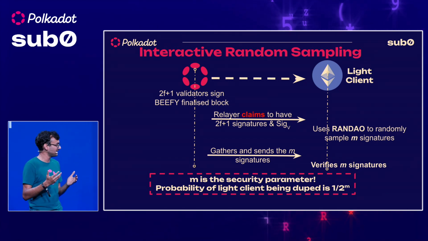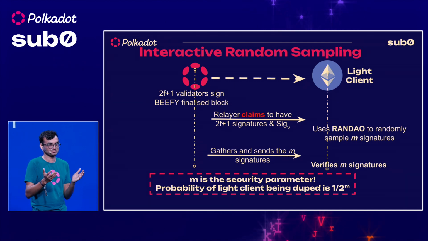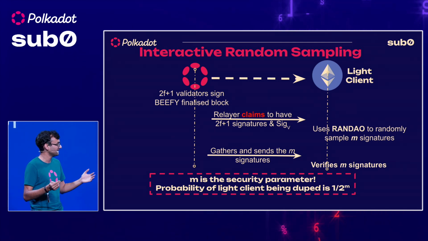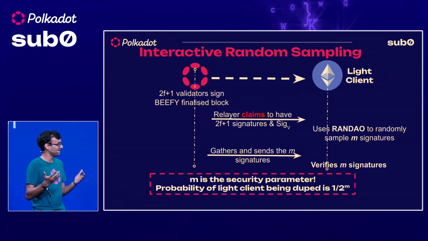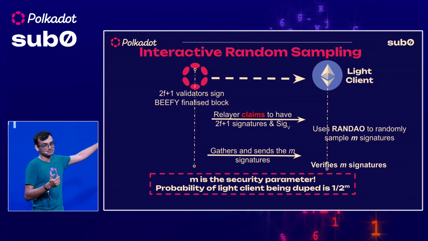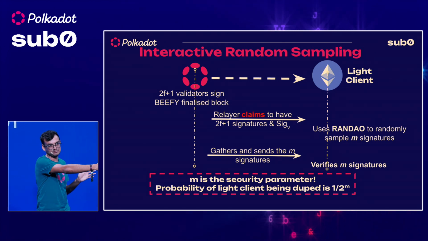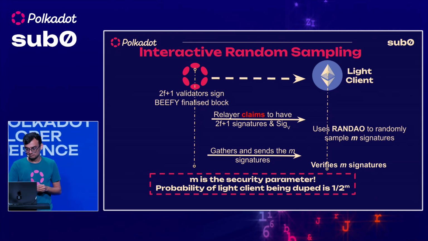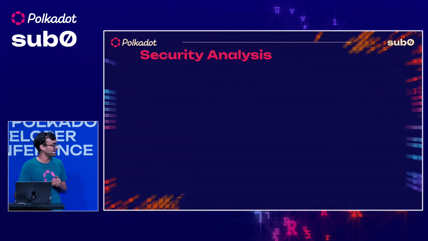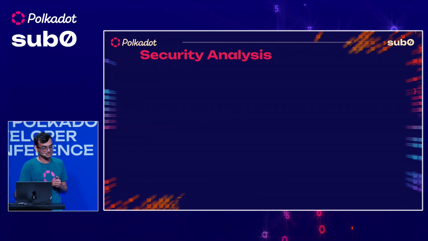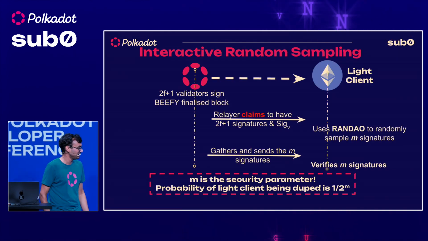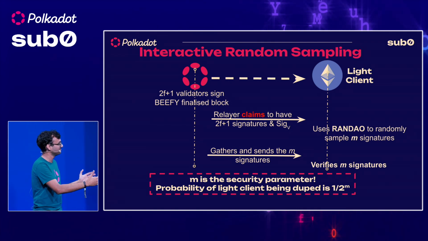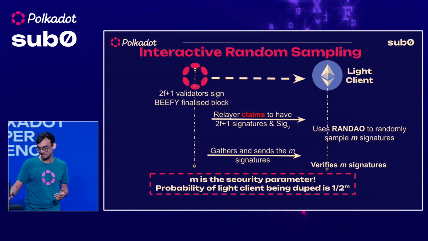And the probability that a light client gets duped is 1 by 2 to the power M. It's quite simple to see, because there is a 1 in 2 to the power M chance that it always chooses a malicious validator in the claim that had been made. So the crux of the analysis here is to find an M such that it is efficient, but also the whole protocol is secure.